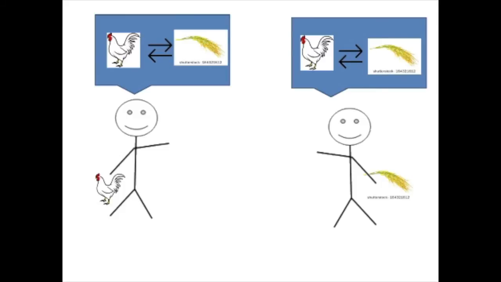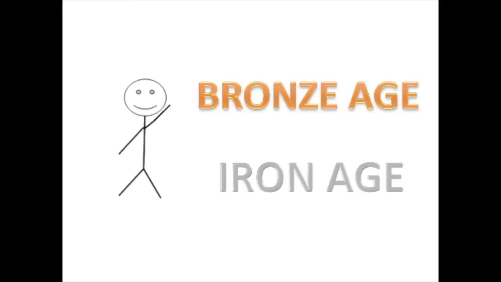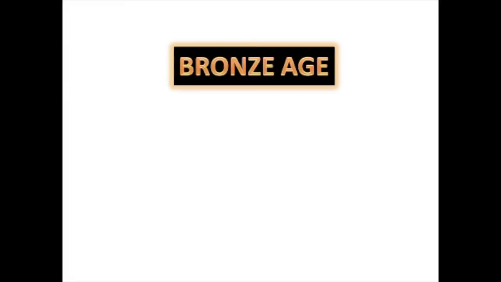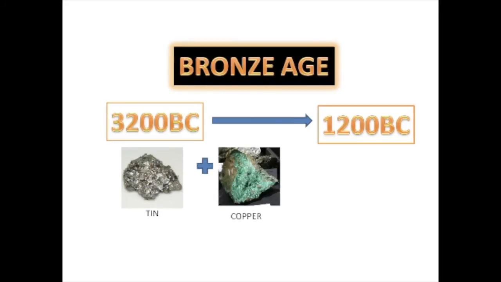Today we're going to learn about prehistoric time part 2, and it's about the Bronze Age and Iron Age. The Bronze Age started around 3200 BC and ended around 1200 BC. It started when people found that combining two different types of metal, tin and copper, would produce a much stronger metal, which is bronze.